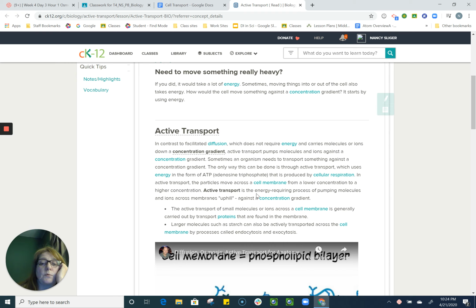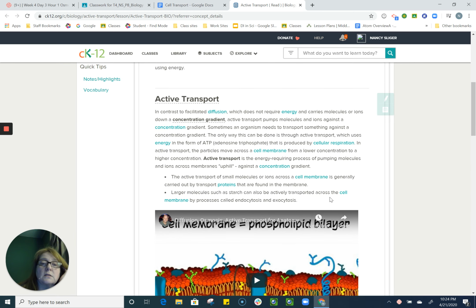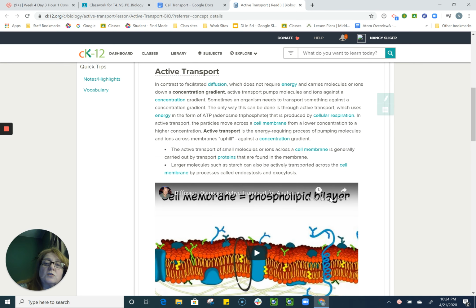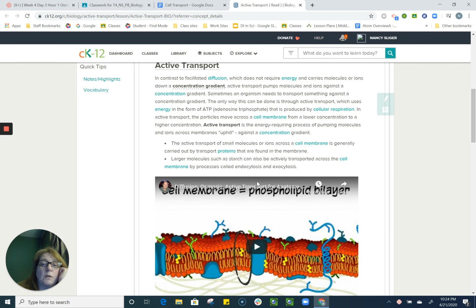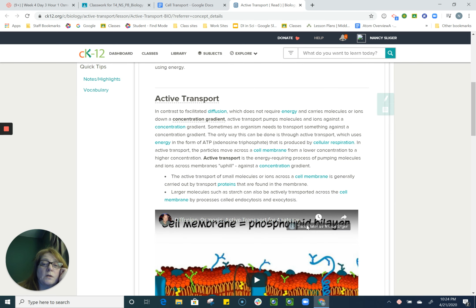So active transport is the energy requiring process of pumping molecules and ions across membranes, or uphill against a concentration gradient. The active transport of small molecules or ions across the cell membrane is generally carried out by transport proteins that are found in the membrane. Larger molecules, such as starch, can also be actively transported across the cell membrane by a process called endocytosis and exocytosis. Okay, so that means that endocytosis and exocytosis are also forms of active transport, and they require the cell to expend energy to do so.